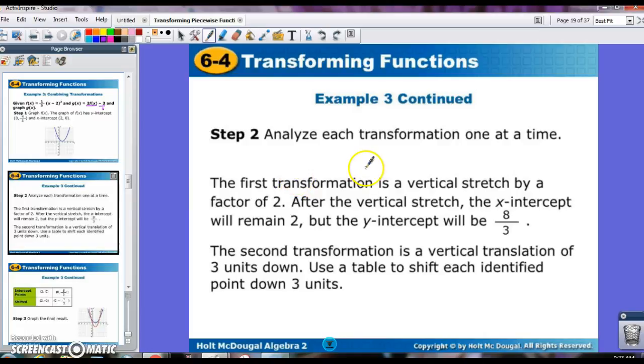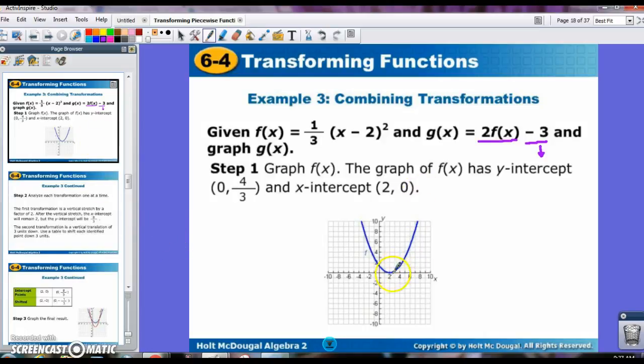The first thing that we're doing is the vertical stretch. After we do the vertical stretch, remember that the x-intercept doesn't change with the vertical stretch, but the y-intercept does. So all I'm doing is multiplying that y-intercept by my vertical stretch factor, which is 2, and that comes out to be 8/3. So my x-intercept doesn't change, but my new y-intercept is now at 8/3 instead of 4/3.